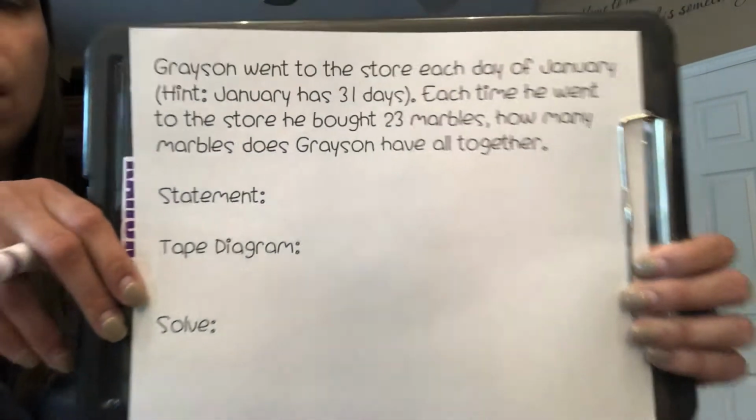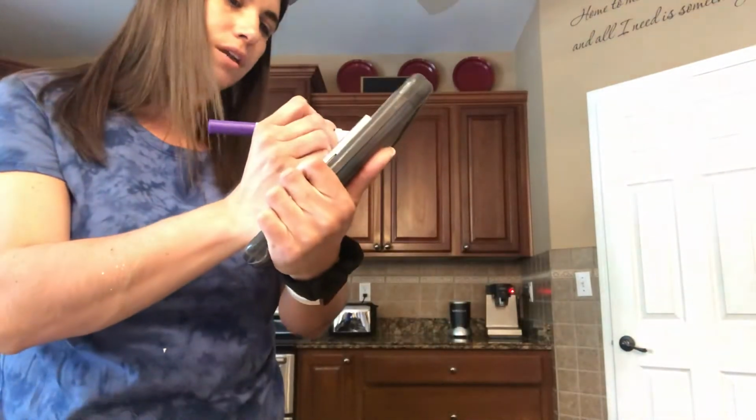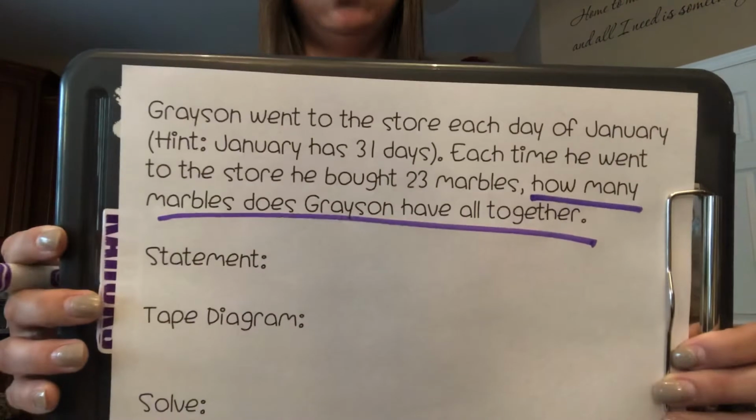All right, so the first thing I need to do is underline the question. How many marbles does Grayson have all together is my question. And I'm going to write it as a statement. So I'm going to say Grayson has blank marbles all together.